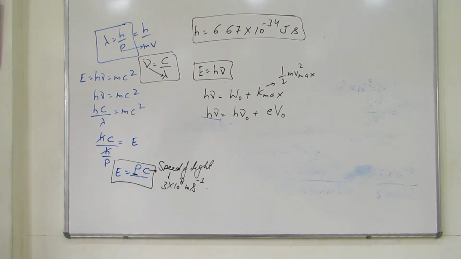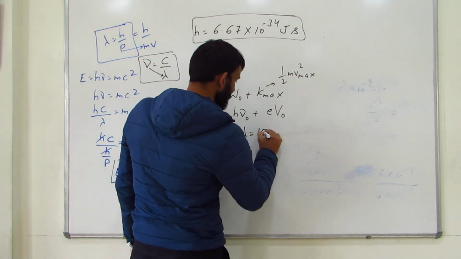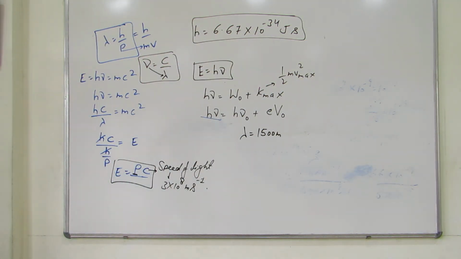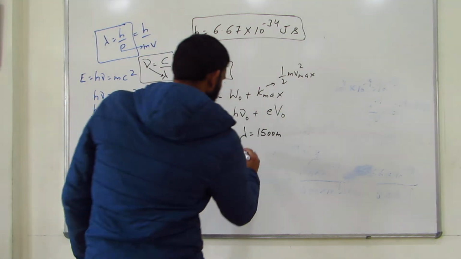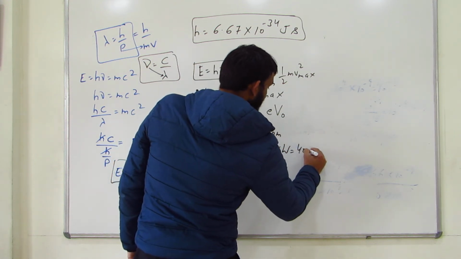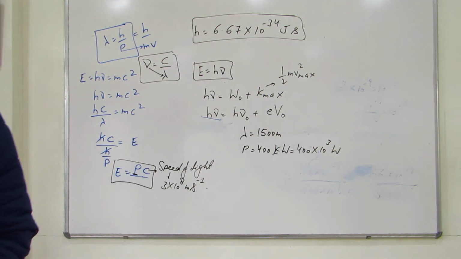So one which is a different one, a radio transmitter operates on a wavelength of 1500 meter. So wavelength 1500 meter. So no conversion required, it is given in meter. At a power of 400 kilowatt. So power is given 400 kilowatt. That means 400 into 10 to the power 3 watt. Kilo means 10 to the power 3, that is 1000.